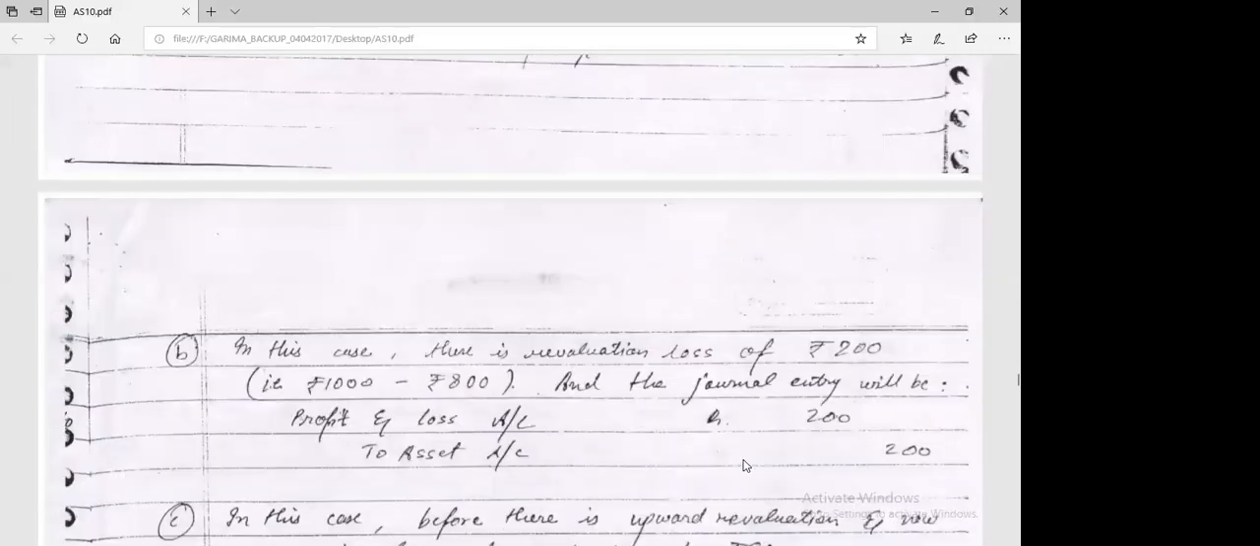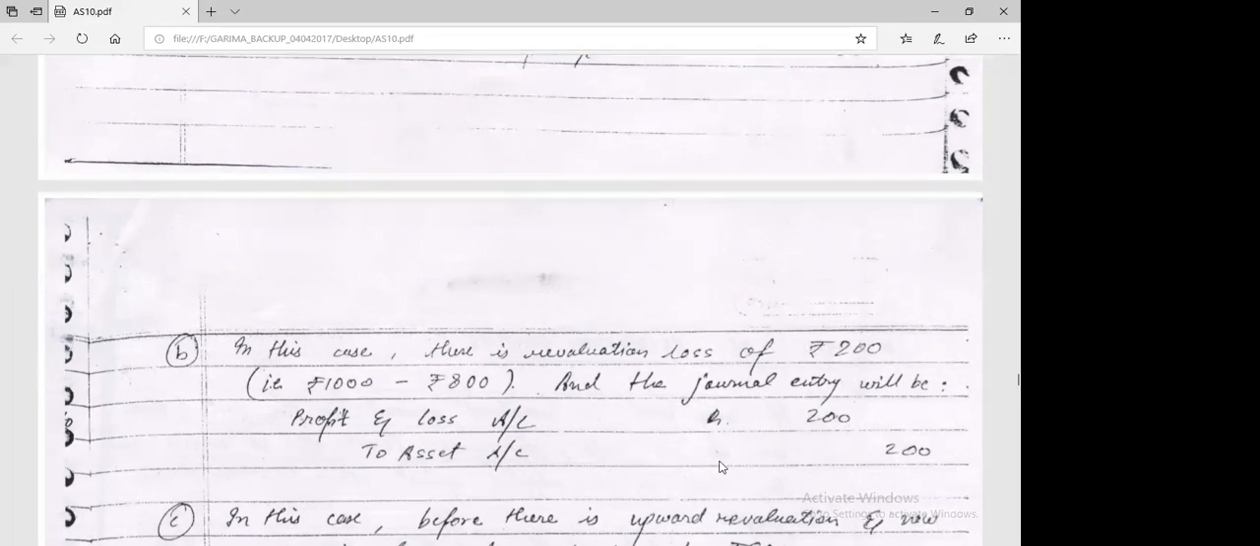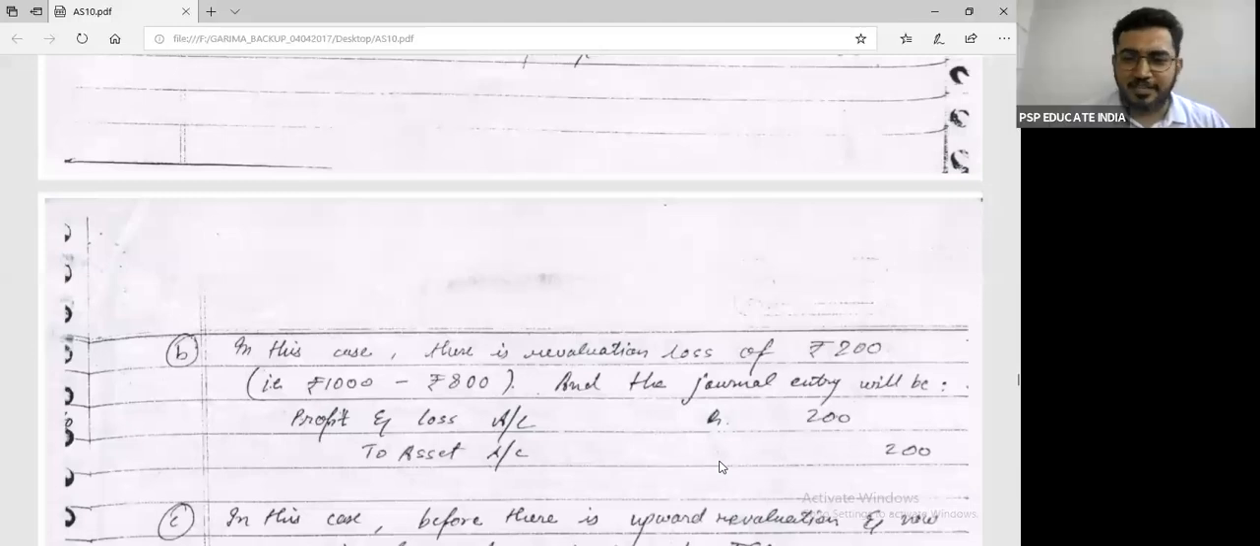P&L account to revaluation account. Is your value of asset increasing or reducing? P&L account to asset account. Yes, of course. The P&L account is debited 200 to asset account. So your journal entry will be profit and loss account debit 200 to asset account.